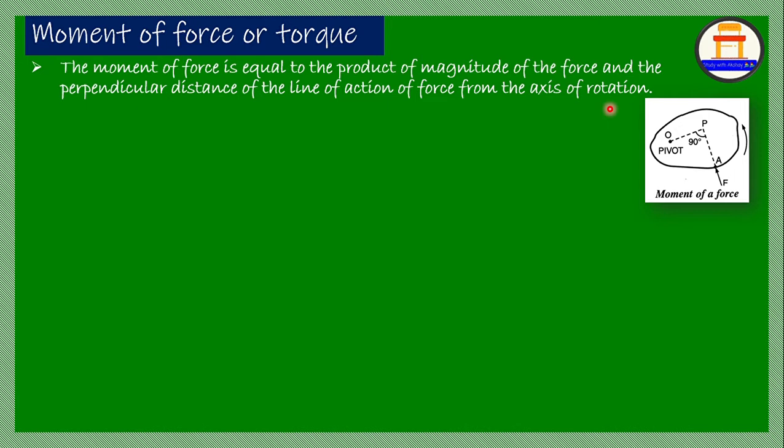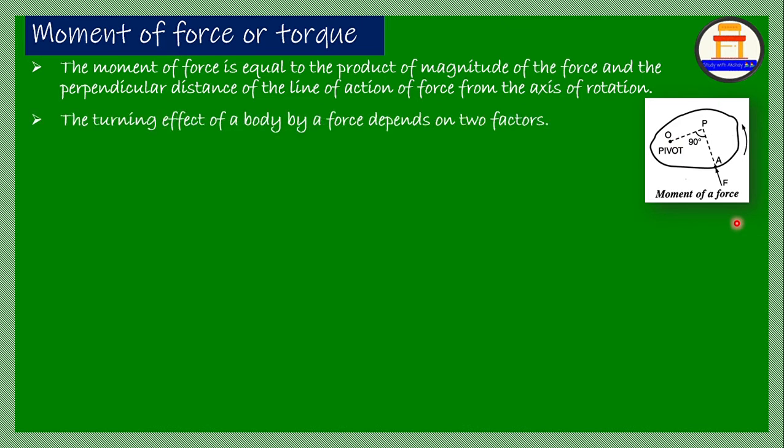So what is magnitude of force? The amount of force. You can see the amount of force, and here there is a perpendicular distance between the line of action of force and its axis of rotation. OP is the axis of rotation and PA is the line of action of force. So there is a 90-degree angle formed over here. So it is a perpendicular distance from the axis of rotation, which is known as moment of force. So this as well as this, if we multiply, we get moment of force.